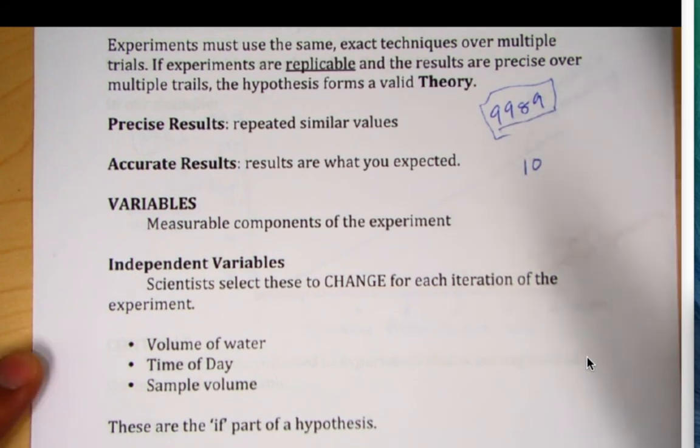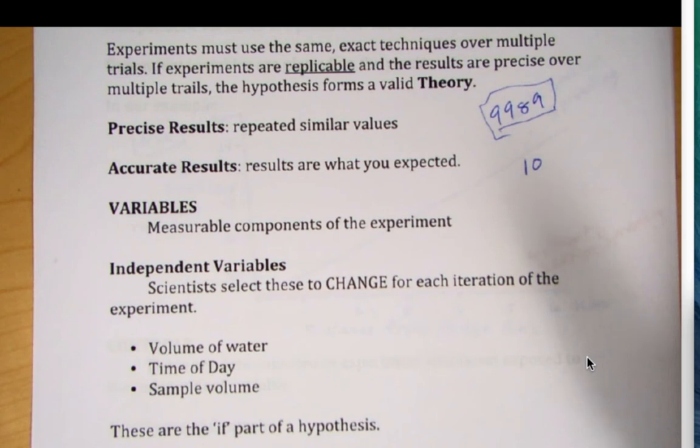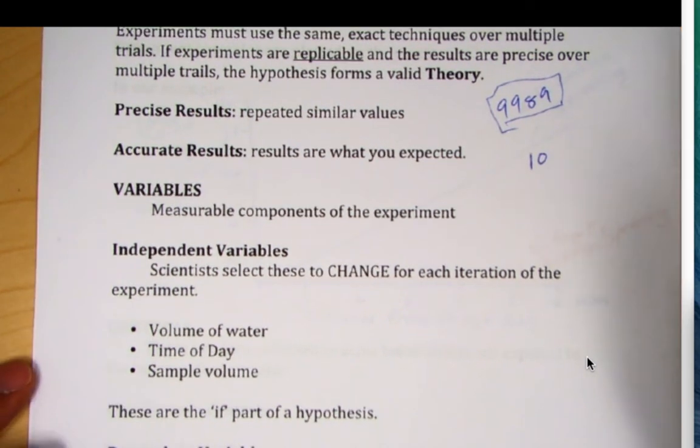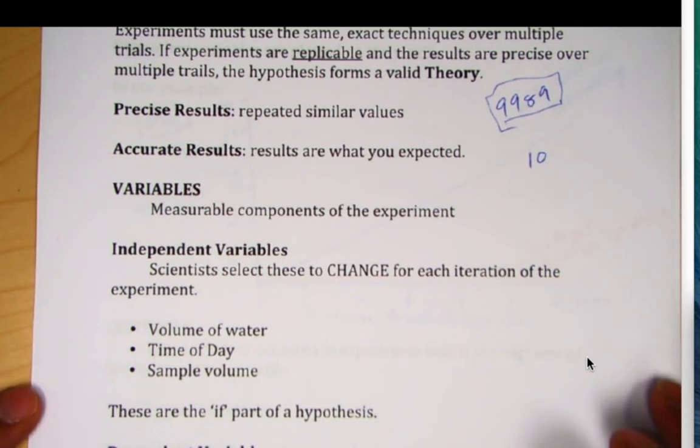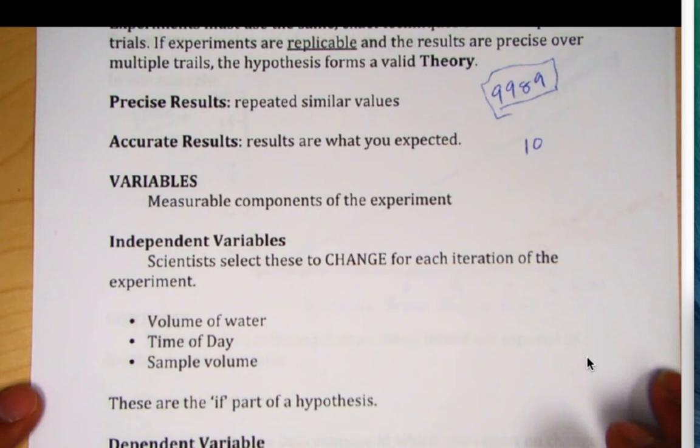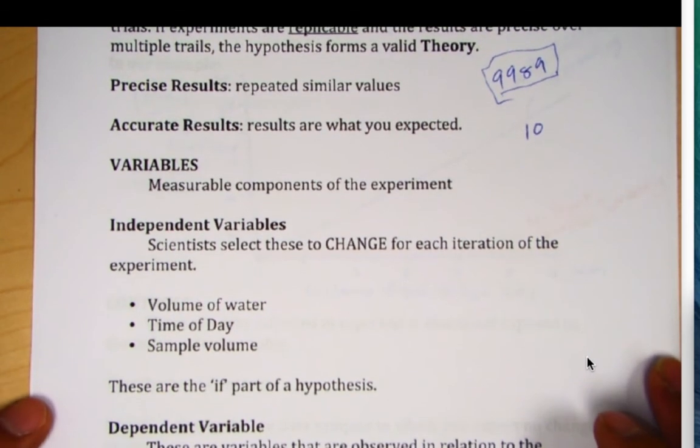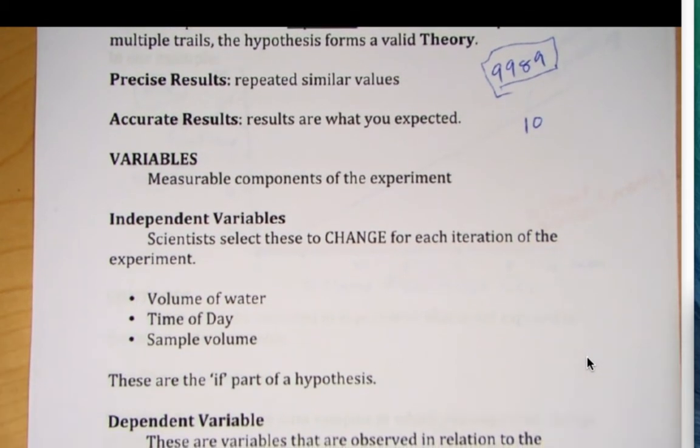So there's a difference between accuracy and precision, right? Precision is getting the same values each time you run the experiment, but you may be off the standard, which would be the accurate number, right? So that's the difference between accuracy and precision. Now for variables, these are the ones that you can measure during the experiment.